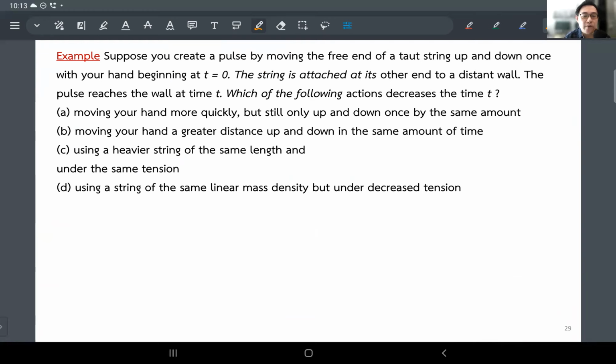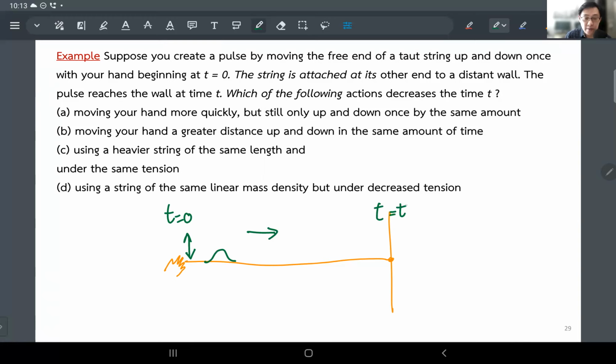Suppose you create a pulse by moving the free end of a taut string up and down once with your hand, beginning at time 0. So you might have a string attached to the wall, and you have the string right here, and your hand is right there. Then you move your hand up and down just to create one pulse. The pulse reaches the wall at time T. So this is at time 0, and of course the pulse will travel and hit the wall at time T. The T on the left is your variable.